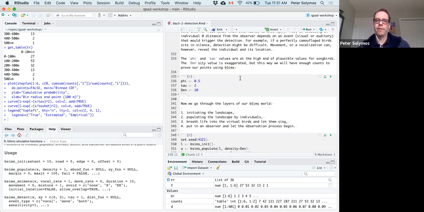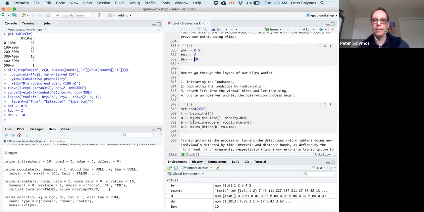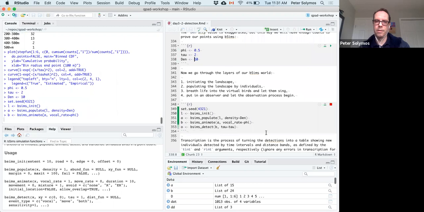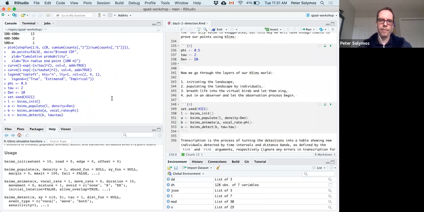So if we say phi, which was the singing rate, once every 2 minutes, that is half in every minute, 0.5, we keep tau as 2 and density is still very high, 10. So we have lots of numbers from a single landscape to play with. And then run pretty much everything as the default except for specifying density, phi, and tau. Let's see what we get.